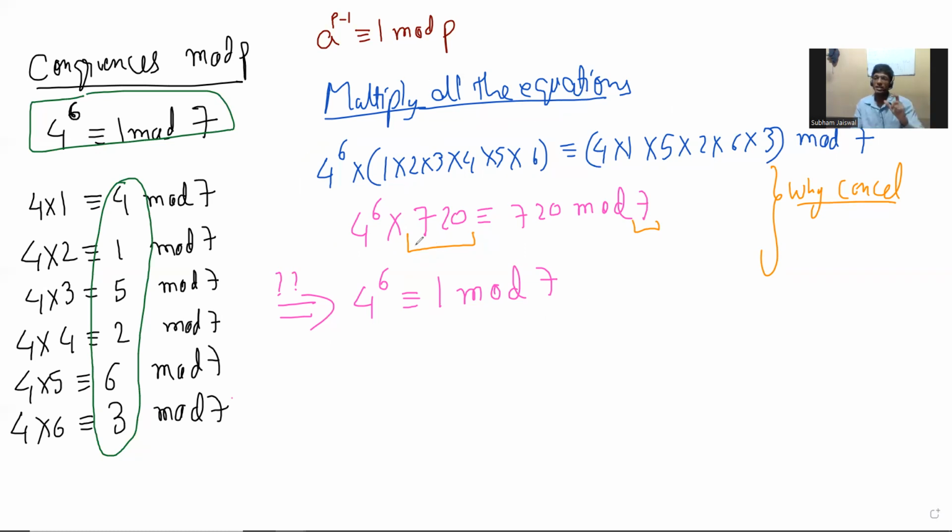But then why can we cancel? We would like to have a more first principles explanation. Then we would have proved the first non-trivial theorem of number theory. This is called Fermat's Little Theorem.